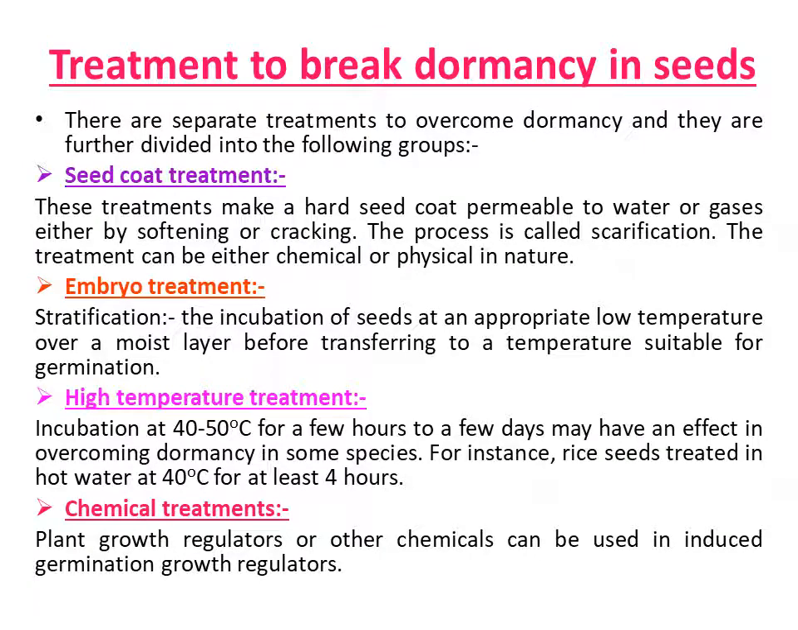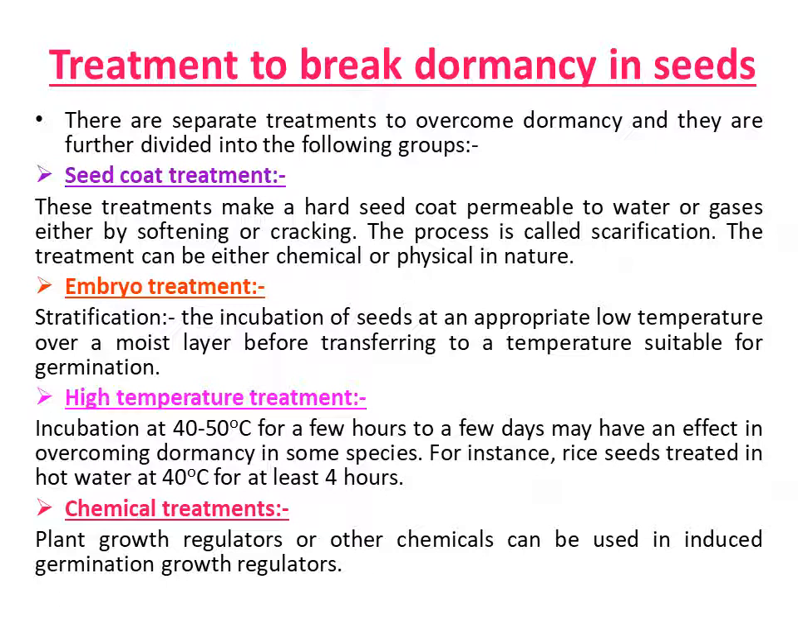Now, treatment to break down seed dormancy. There are various methods for the breakdown of this. The treatments such as seed coat treatment, embryo treatment, high temperature treatment, and chemical treatment. Seed coat treatment. In this treatment, make a hard seed coat permeable to water or gases either by softening or cracking. The process is called scarification. The treatment can be either chemical or physical in nature.